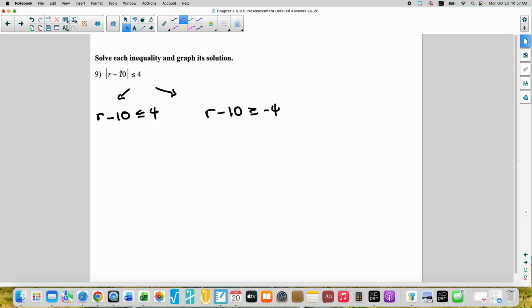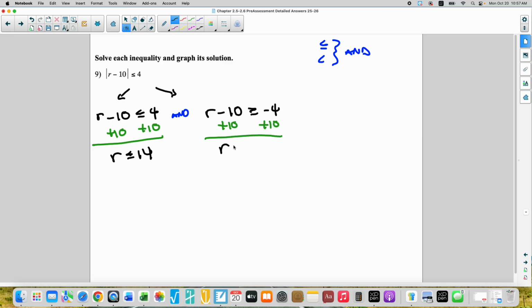And this is a less than sign. That's something important that we need to discuss. When it's less than or equal to or less than, it's going to be an and statement. So in this case, it's a less than sign, so we know it's an and. So it will be and between those two statements. Let's add 10 to both sides. That gives us r is less than or equal to 14. Let's add 10. That is r is greater than or equal to 6 with an and statement in between.